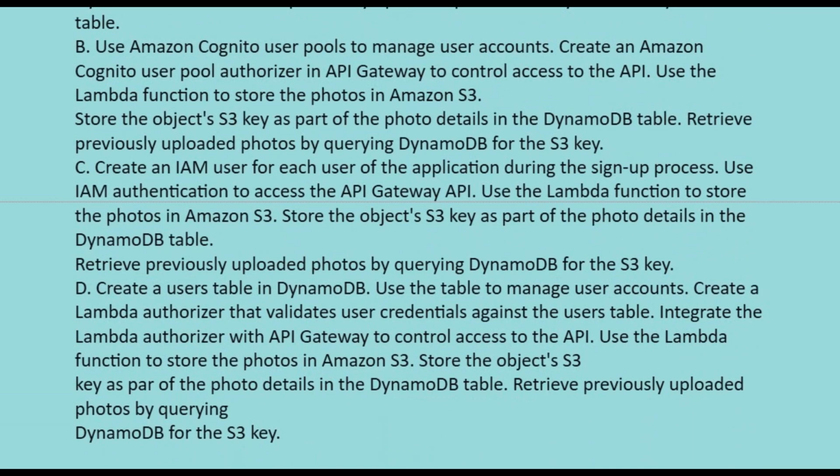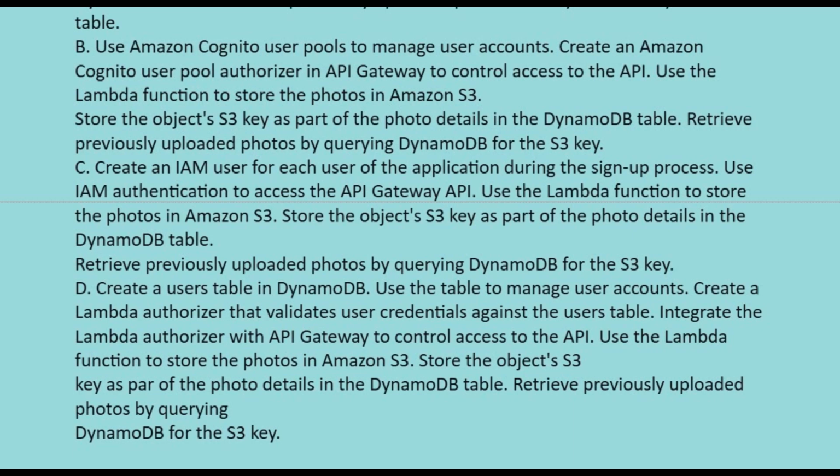Option C, create an IAM user for each user of the application during the sign-up process. Use IAM authentication to access the API Gateway API. Use the Lambda function to store the photos in Amazon S3. Store the object's S3 key as part of the photo details in the DynamoDB table. Retrieve previously uploaded photos by querying DynamoDB for the S3 key.